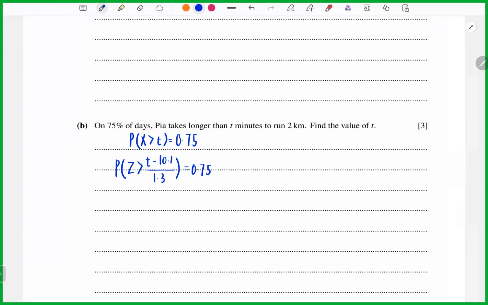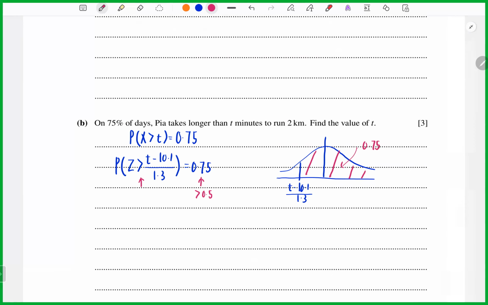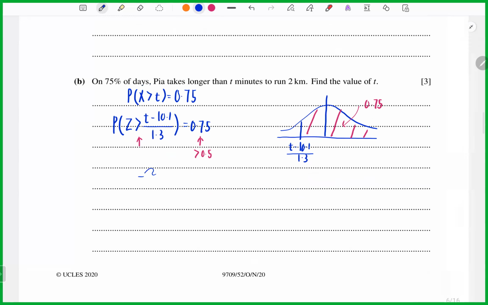Let's see. The sign is more than, and the probability is more than 0.5, so your Z should be put at the negative part. So you can write here (t minus 10.1) over 1.3, and this is your probability 0.75. Make sure you don't forget to write the negative here.